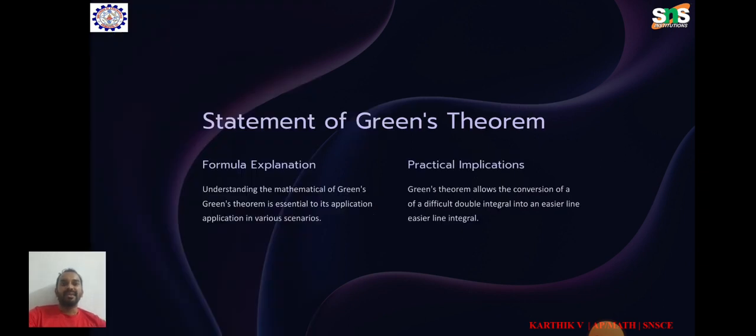Statements of Green's theorem. Green's theorem relates a line integral around a closed curve to a double integral over the region enclosed by the curve. The formula is: the integral of P dx plus Q dy equals the double integral over D of (∂Q/∂x minus ∂P/∂y) dx dy.